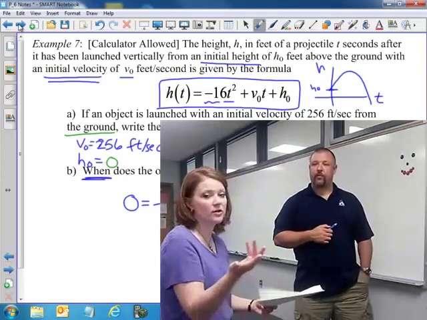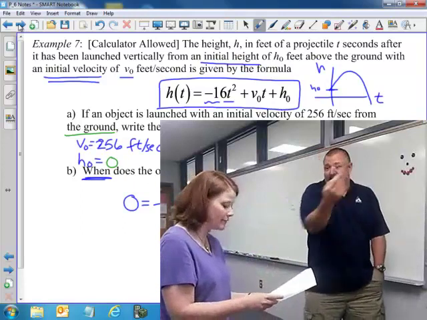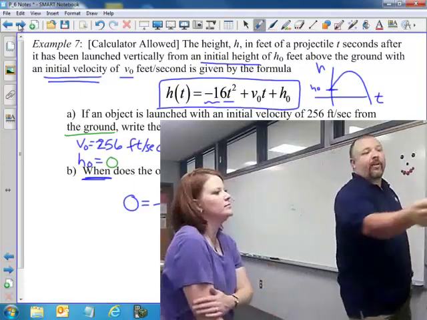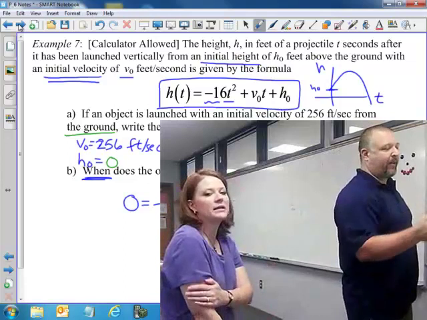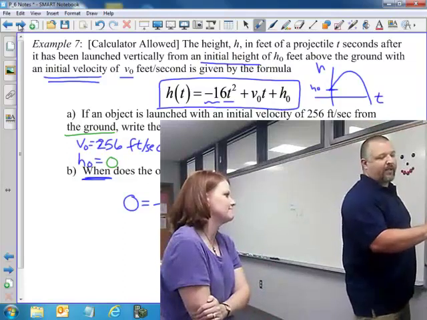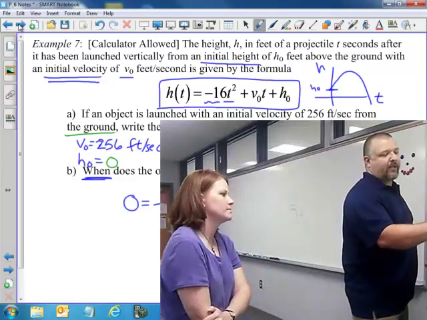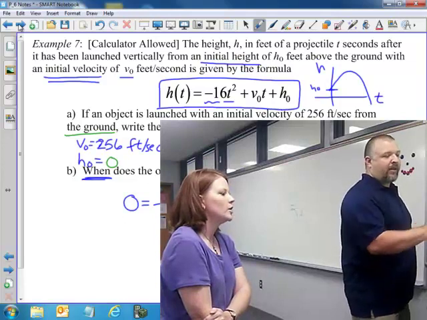Now, we could do this algebraically, but this one we could also just graph on a graphing calculator. And since we have the picture, we highly recommend you use your calculator and figure out what this time value is by calculating the zeros. Time is 16 seconds.